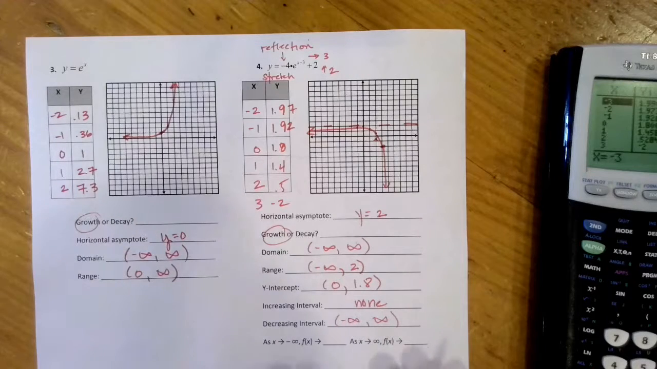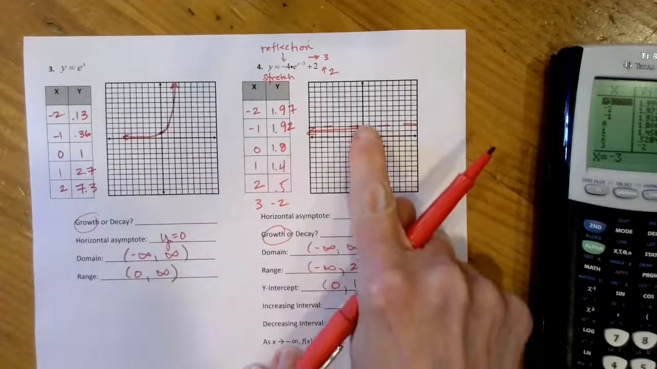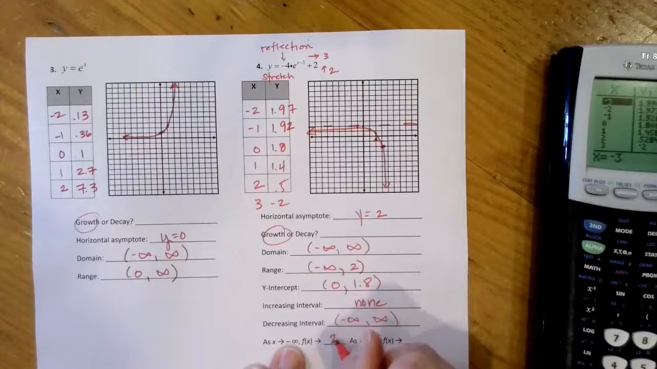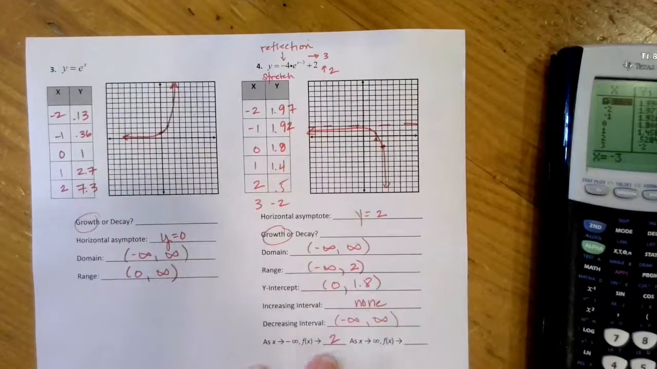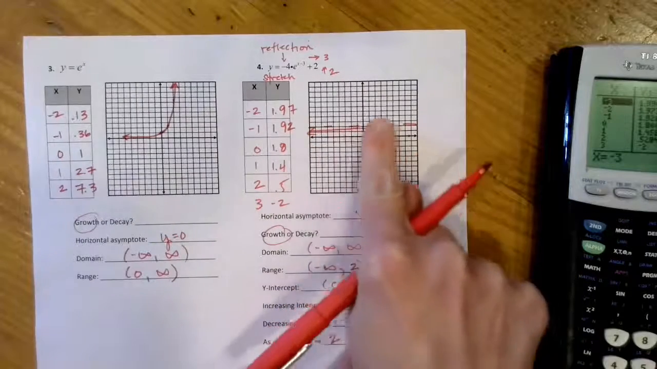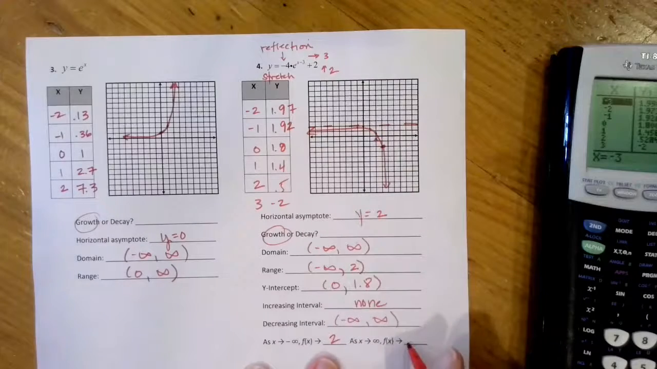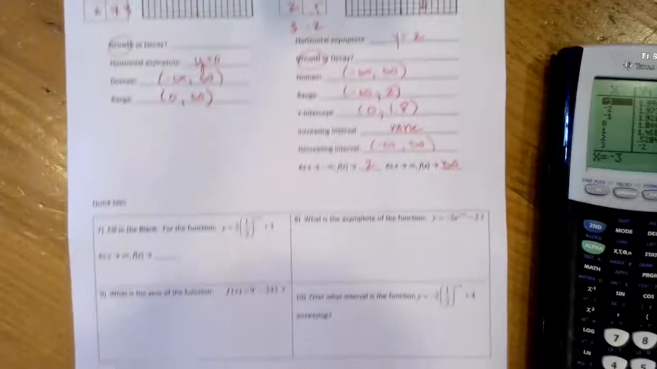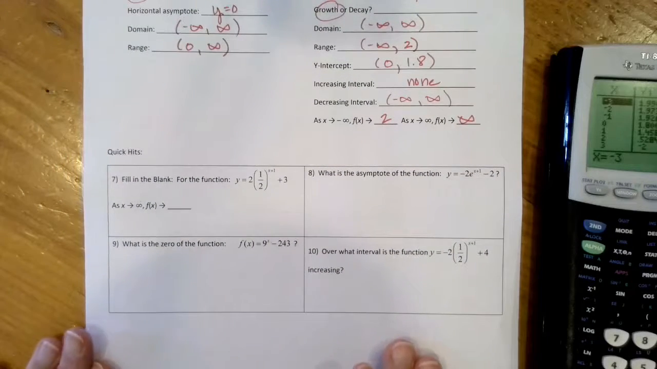When we talk about our end behavior, as x approaches -infinity, my output is going to approach my asymptote. As x approaches +infinity, my output is going to approach infinity. All right, so let's talk about these quick hints at the bottom.